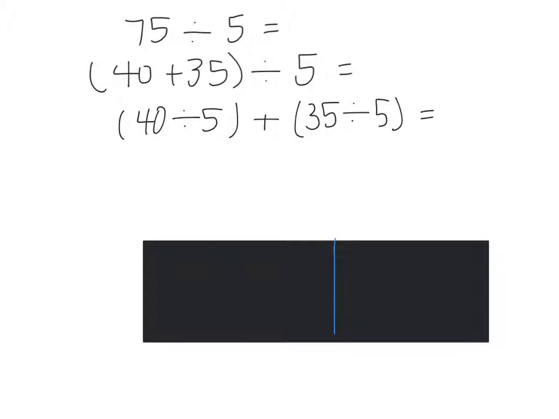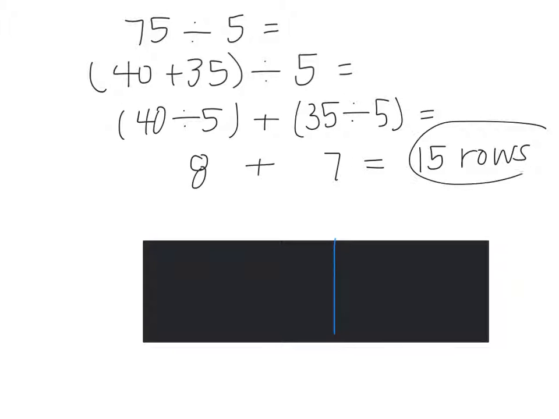What's 40 divided by 5? 8. And what's 35 divided by 5? 7. Very good. So then we know the answer is 8 plus 7, which is 15 rows, right? So let's take a look at this. Let's see if we can draw it into a picture. If we know that Miss Kyler is going to plant how many flowers in each row? 5. Okay, so there's a row of 5 flowers, right?